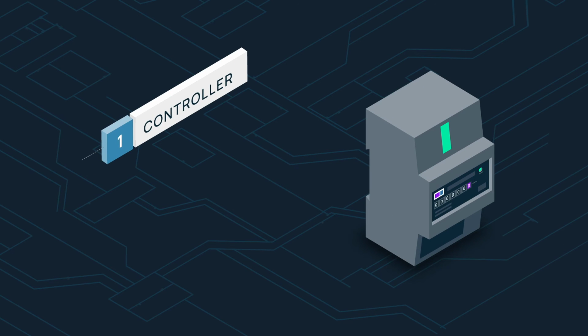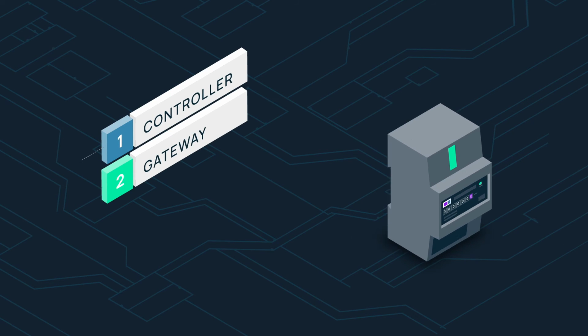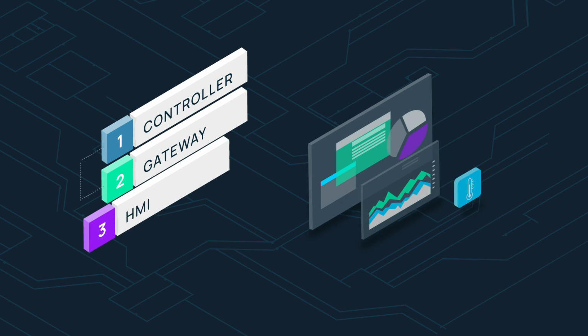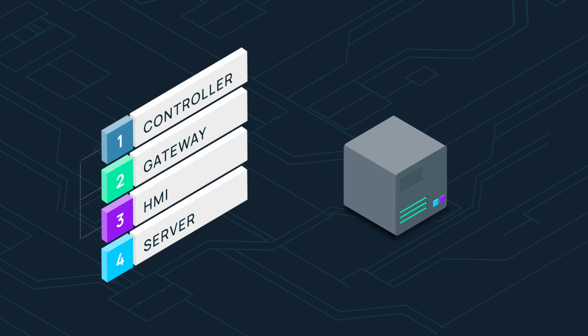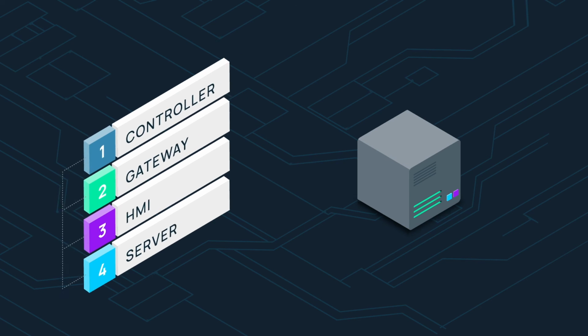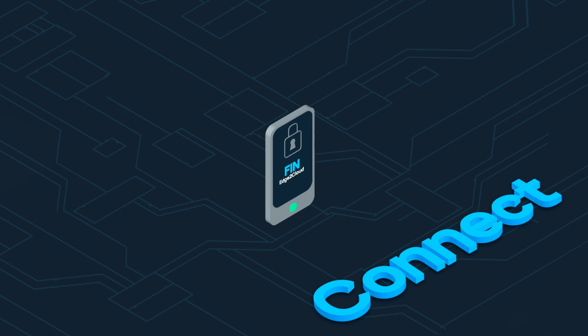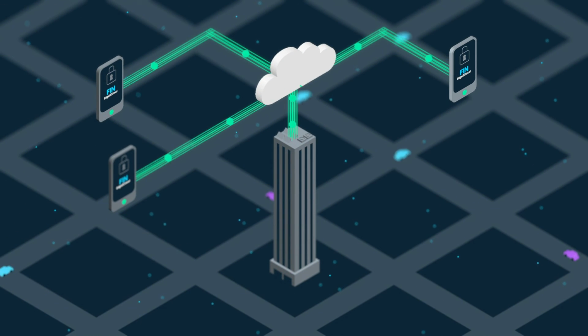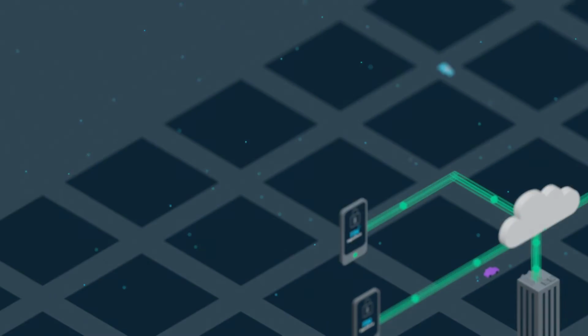Deploy Finn on a controller, run it on a gateway, integrating multiple data sources through Haystack and web services. Run it on the HMI, or run Finn on Linux, Mac OS X, or Microsoft OS compatible servers. Choose to connect remotely with encrypted edge-to-cloud technology for secure access to users across multiple sites without requiring a VPN.